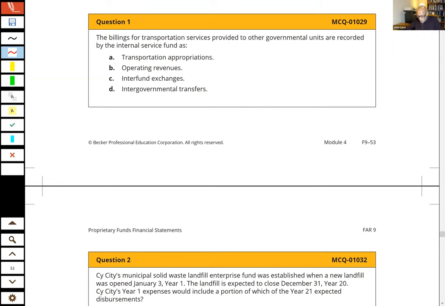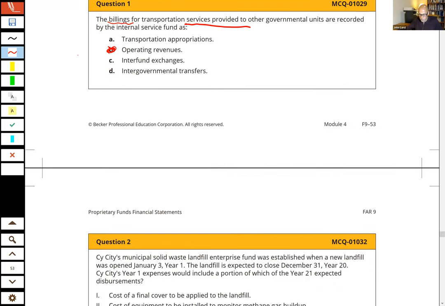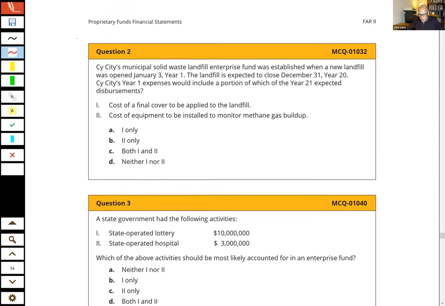Okay, guys, I'm going to go ahead and close the poll here. Looks like a good chunk of us got this right. This is operating revenue. The key point here is that they're calling it service provided. Well, that's the operating revenue. That generates operating revenue when they provide service. And that operating revenue, which is called billings, is what happens in the internal service fund. Okay, good. Let's take a look at question two.